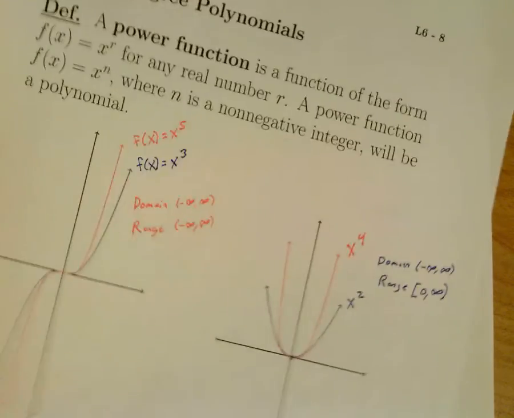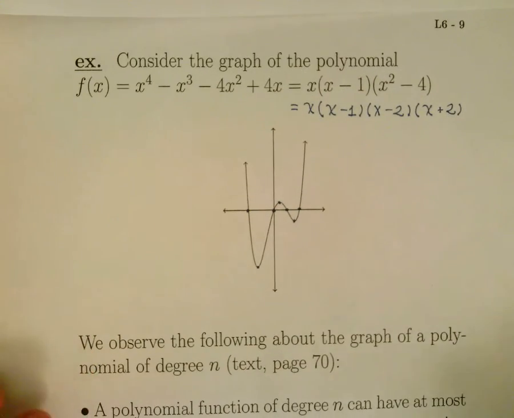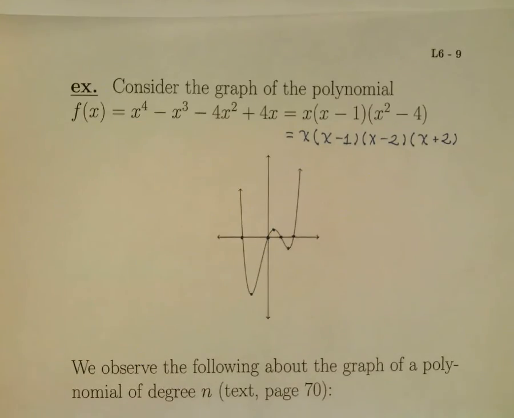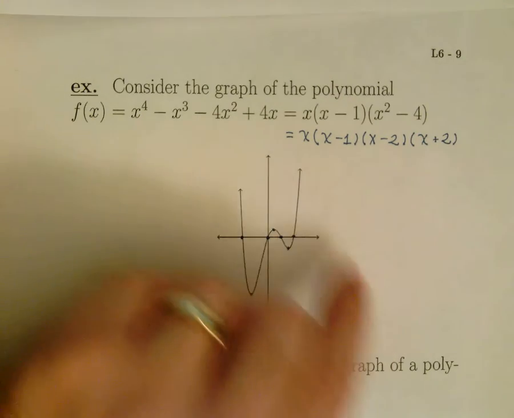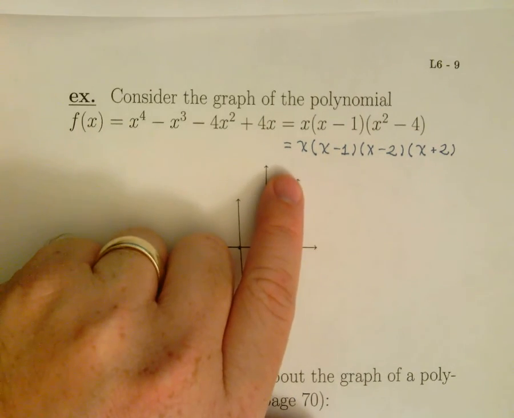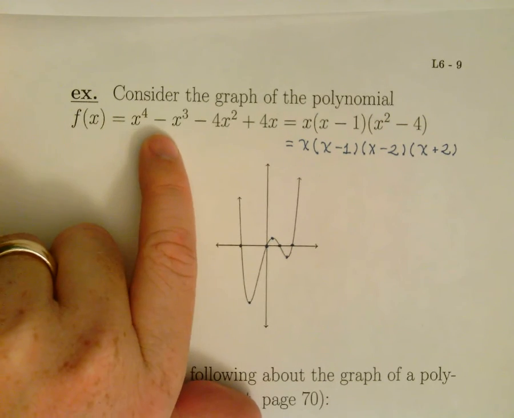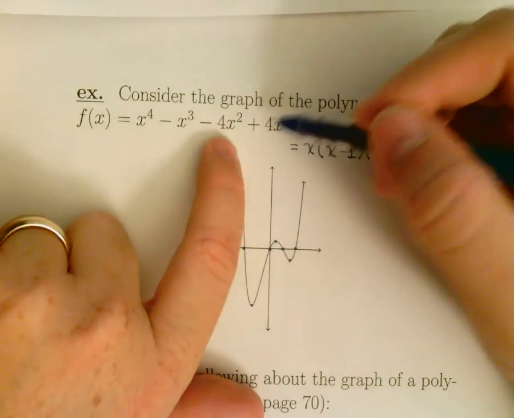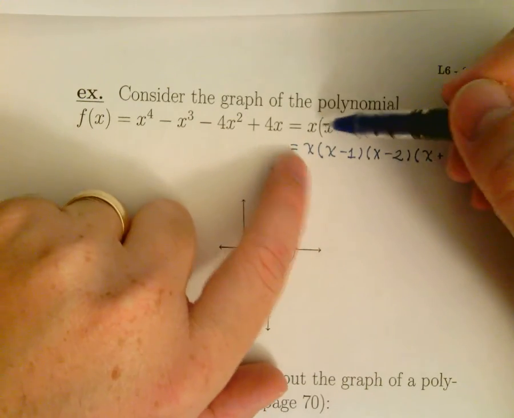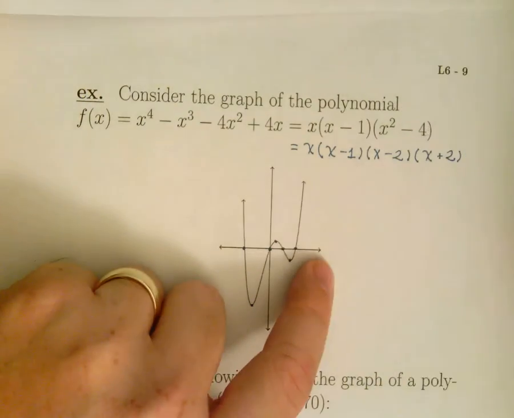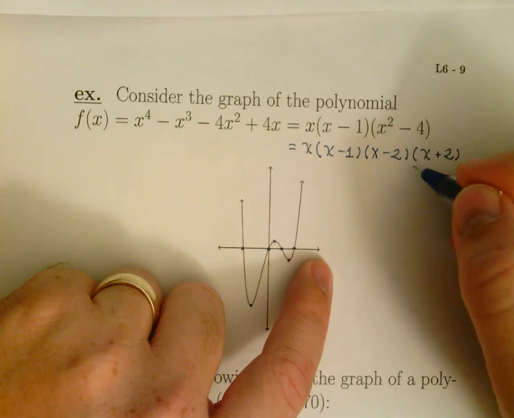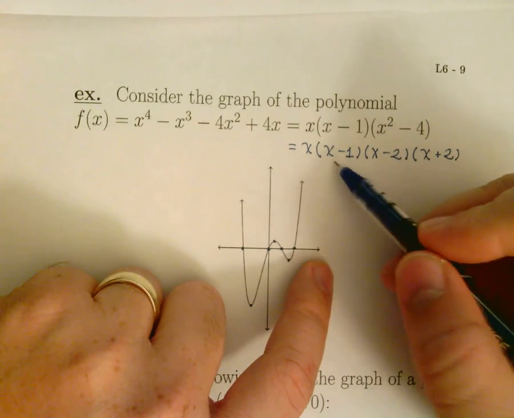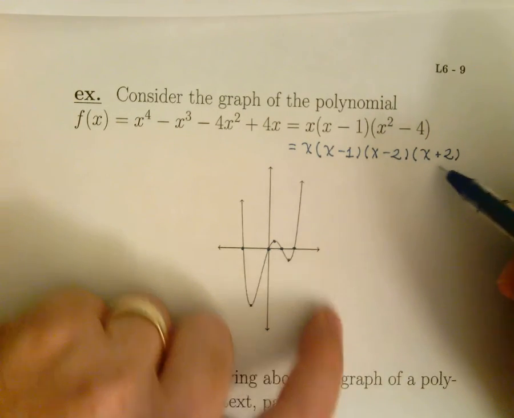Okay. Now, let's consider this polynomial here, where I have f of x is equal to x to the 4th minus x cubed minus 4x squared plus 4x, which equals x times x minus 1. Now, I actually factored this again, so make sure you write that down. It's actually x times x minus 1 times x minus 2 times x plus 2.